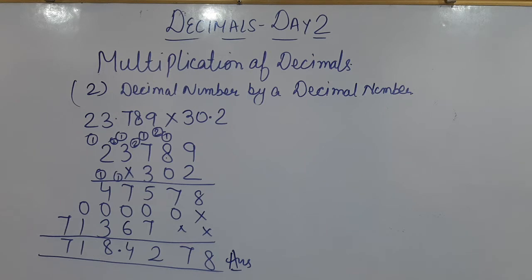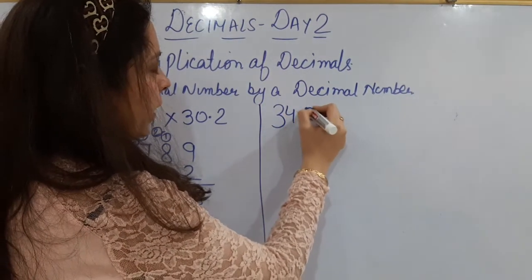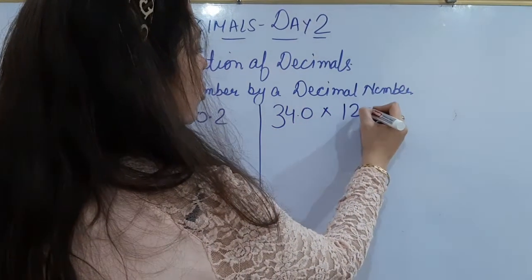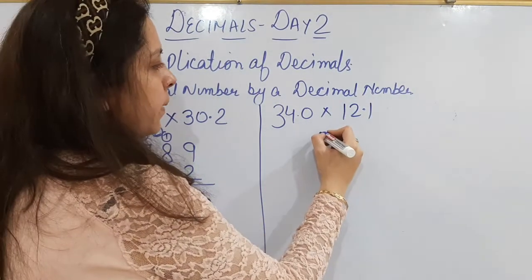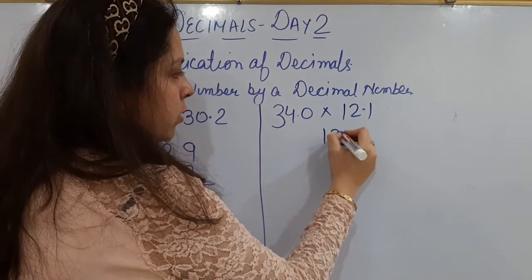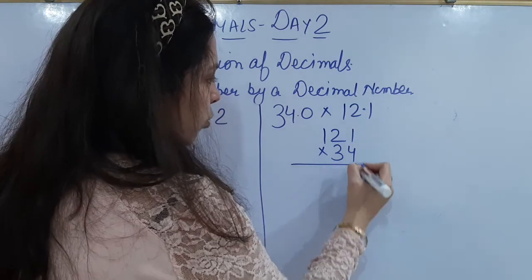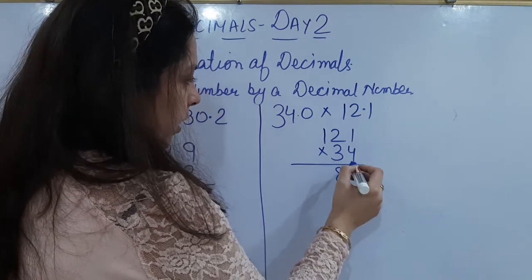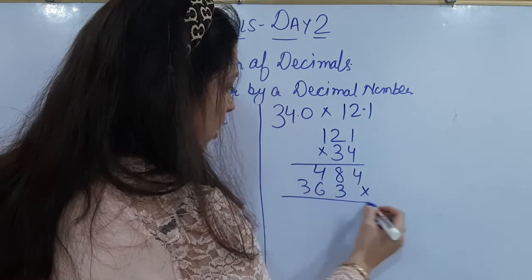Let's consider the next question, which is 34.0 and you have to multiply it by 12.1. See, this is an important question. Now we will multiply 121 by 34. So multiply. 4 times 1 is 4, 4 times 2 is 8 and 4 times 1 is 4. 3 times 1 is 3, 3 times 2 is 6, 3 times 1 is 3. Now add.